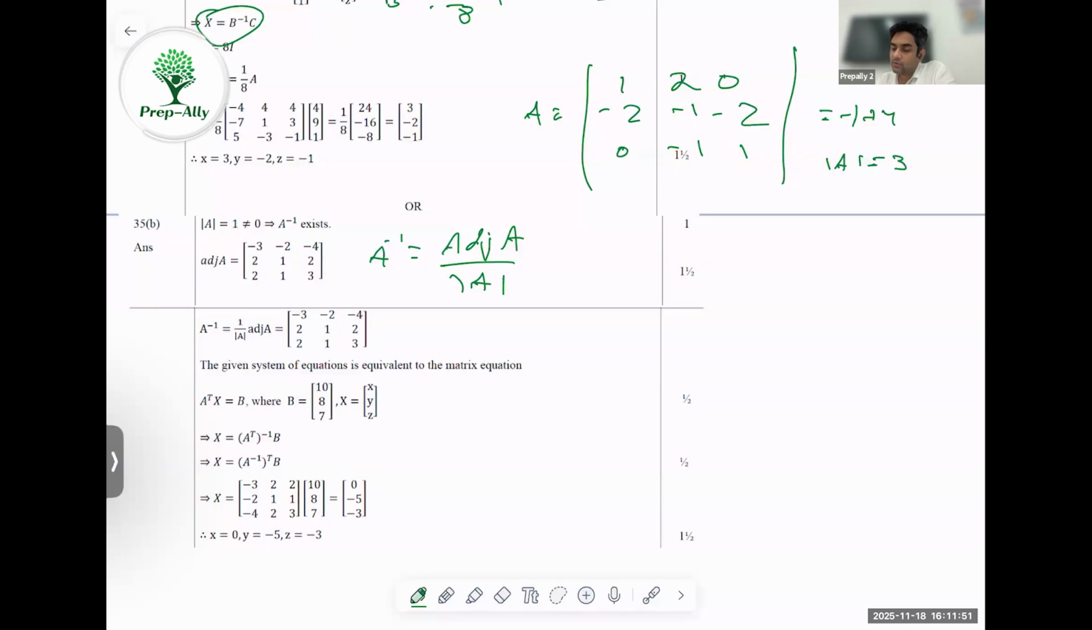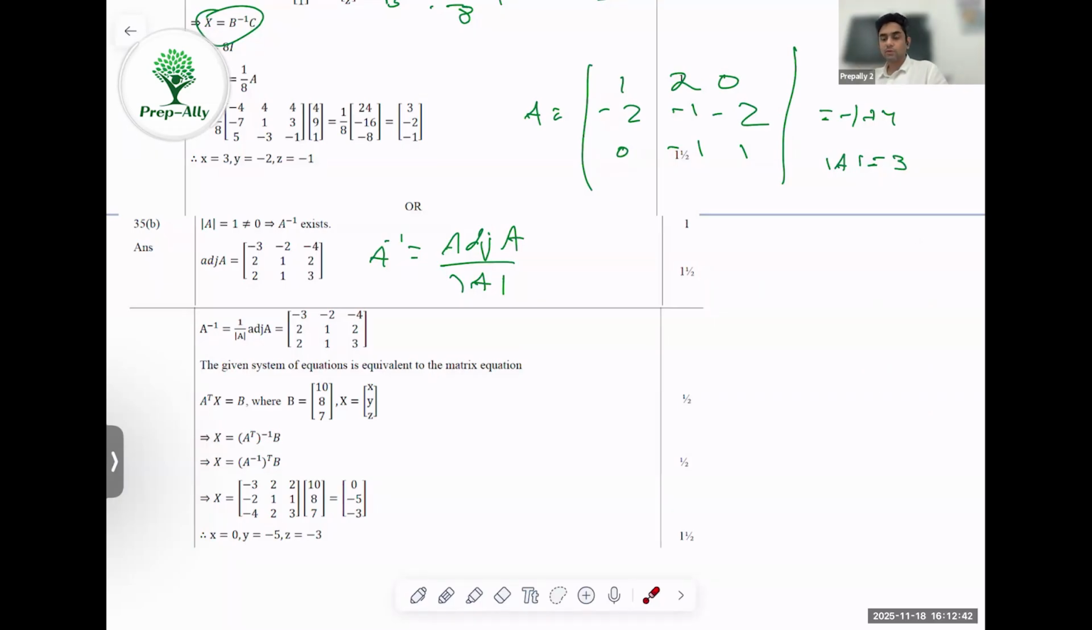Next is adjoint. Adjoint comes from basically finding out the cofactors and taking the transpose. Now cofactors means we will hide, let's say I want to find a cofactor for this element. I'll hide the row and column. I'll get it as minus 1 minus 2, minus 1 minus 2. This will be minus 1. So now that we got it as minus 1, its cofactor will come out to be as minus 1. So you'll write it as minus 1 over here. Like this, you will keep on finding out the cofactors and then simplify it.